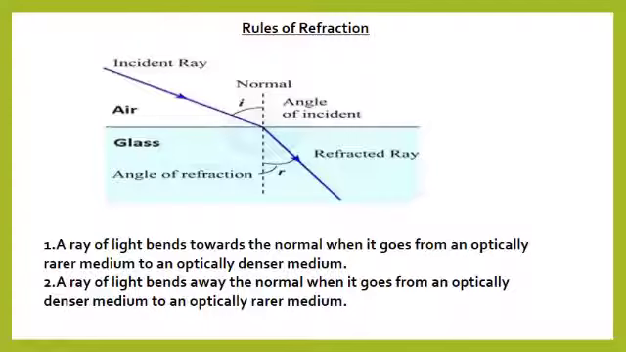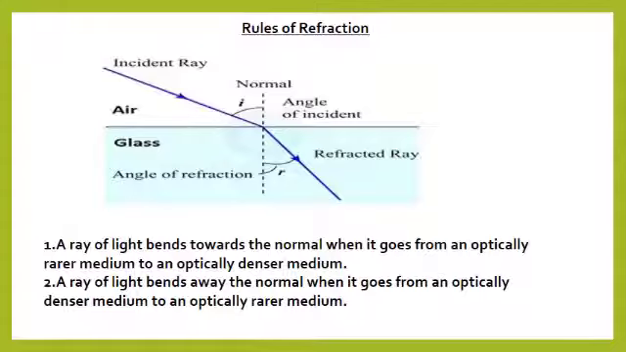In 7th class, you have studied about the laws of reflection, in which you know the different terms related to these laws, that is incident ray, normal ray and reflected ray. In the laws of refraction, again there are a few terms which you must know. Number one is incident ray.